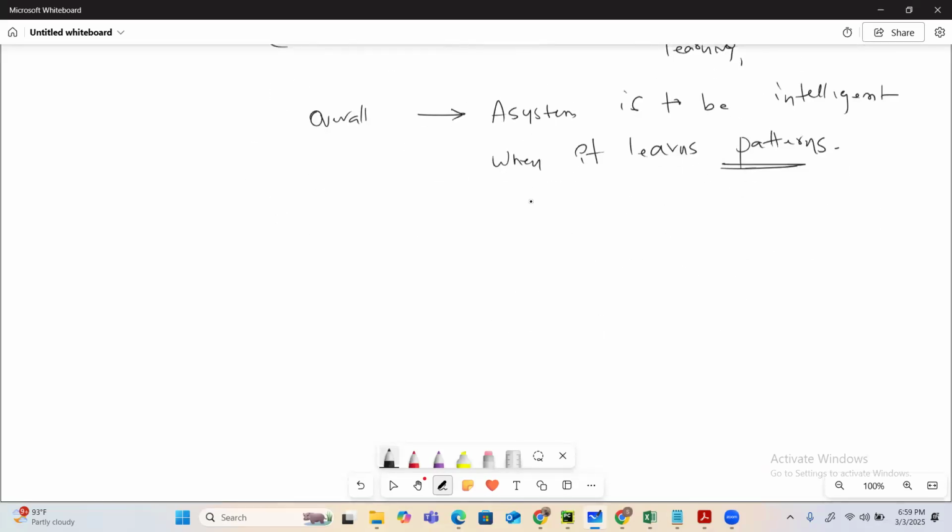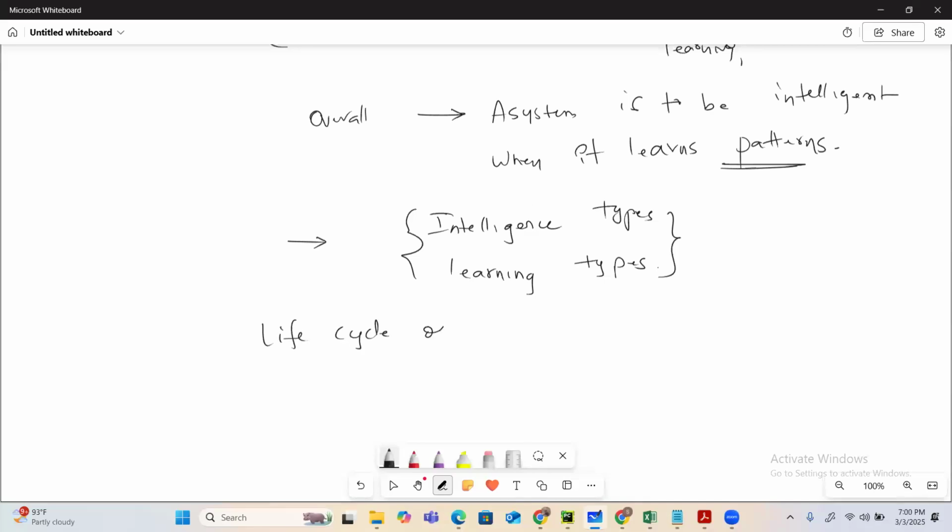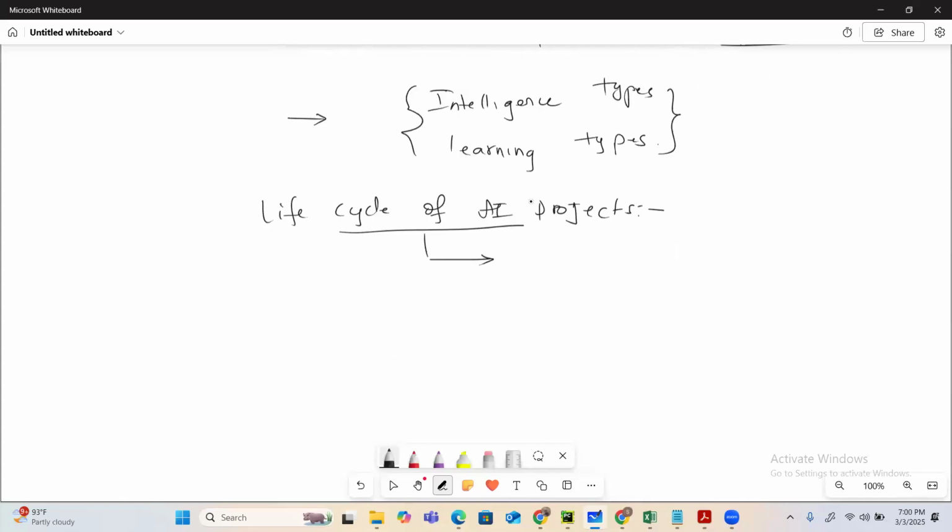So here we have seen the intelligence types. We have seen the learning types. Next, the life cycle of AI projects. What is the life cycle?